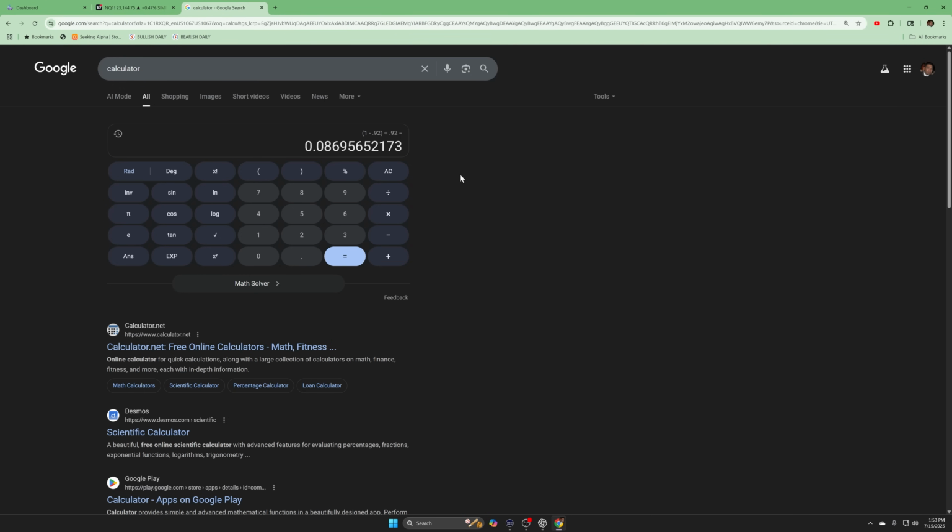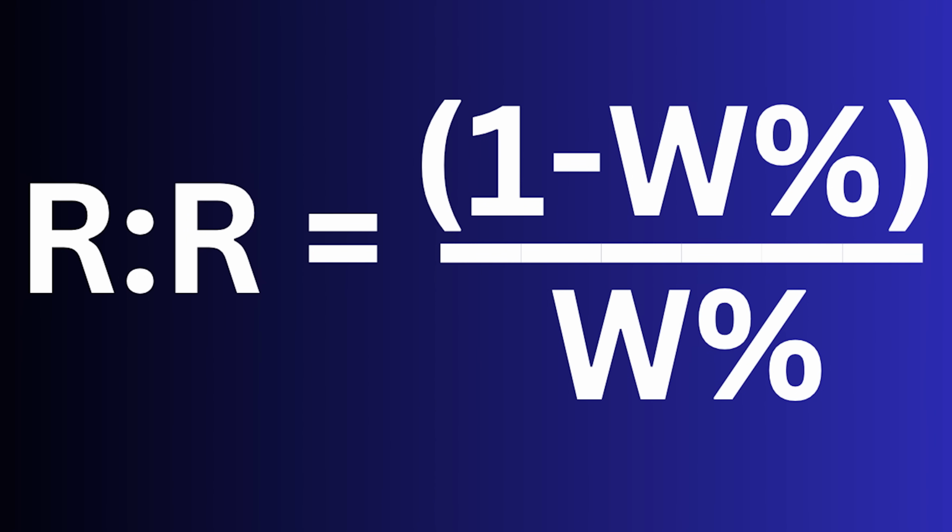Now, I've already done the calculation here. What we're going to do is clear it up. So what is the formula? The formula is your minimum risk to reward is equal to, and we enclose it with the parentheses, algebra stuff, right? So 1 minus win rate percentage, divided by win rate percentage.